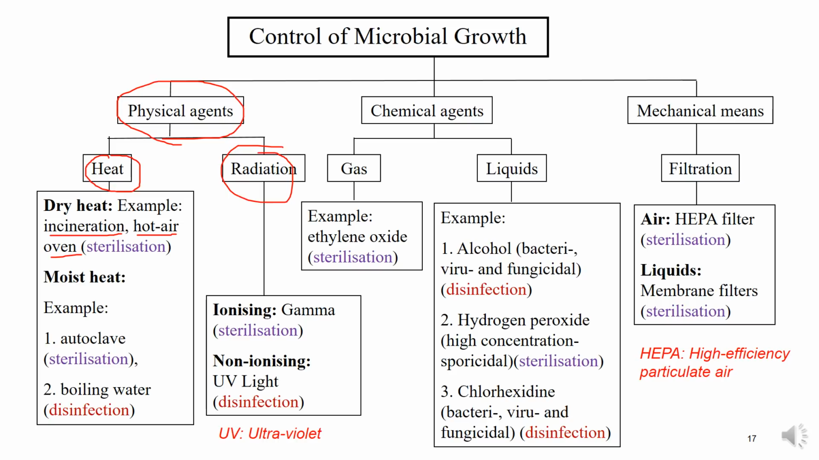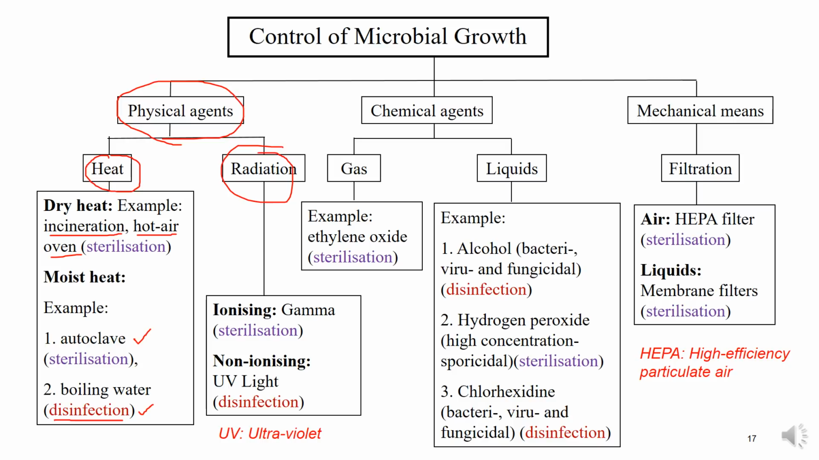Then you have the autoclave machine that can be used for sterilization. This is also heat, moist heat. And then you have boiling water. Now, boiling water is not a sterilization method, it is a disinfection method. Recall from the previous slide, disinfection methods do not destroy endospores. They also do not destroy viruses. They only destroy actively growing cells, the vegetative cells.